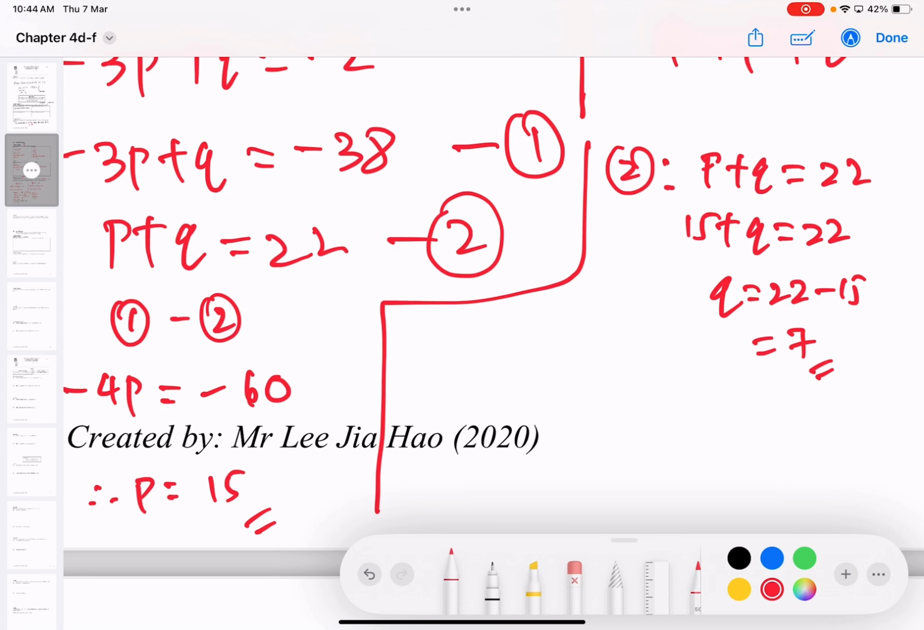Always check your answer, especially once you are done. Why do I want you to check? Because sometimes you do make mistakes. I also make mistakes, especially when I'm really, really tired. And I can tell you, I'm really very, very tired.